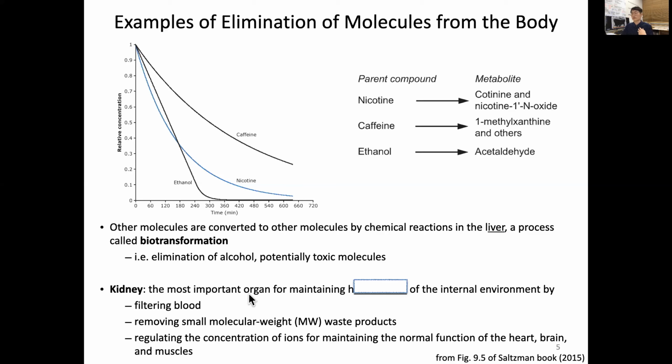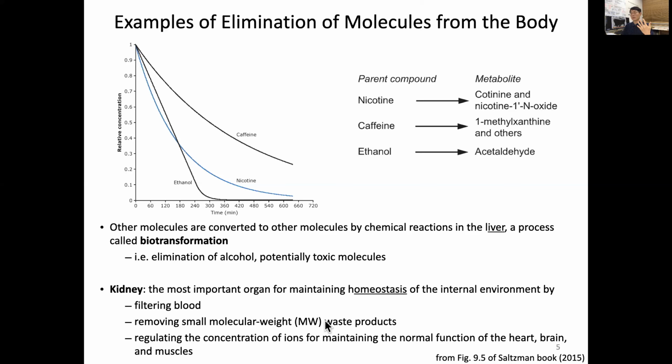The most important organ for maintaining our internal environment is by far the kidney, which keeps our balances of homeostasis. What does the kidney do? First, it has a sieve by itself, so that it directly filters especially small molecules, not protein, because we don't want protein out of our body. So it filters blood, and the second is removing small molecular waste products.